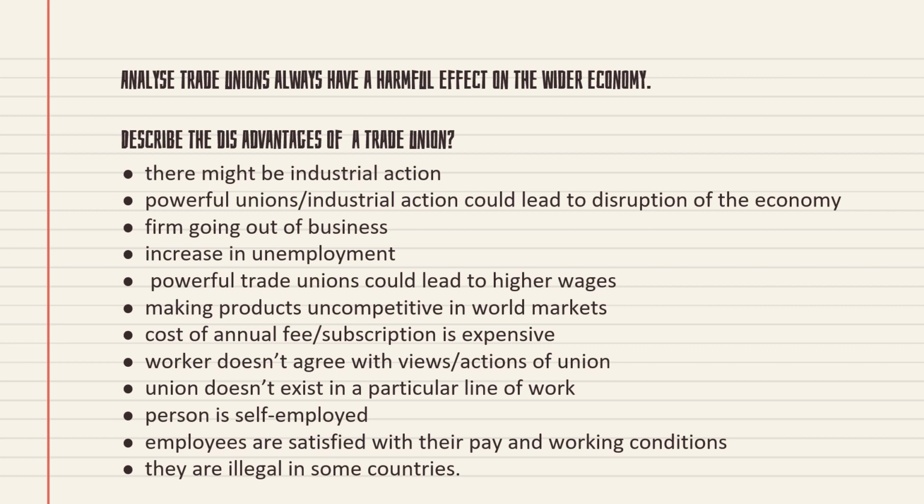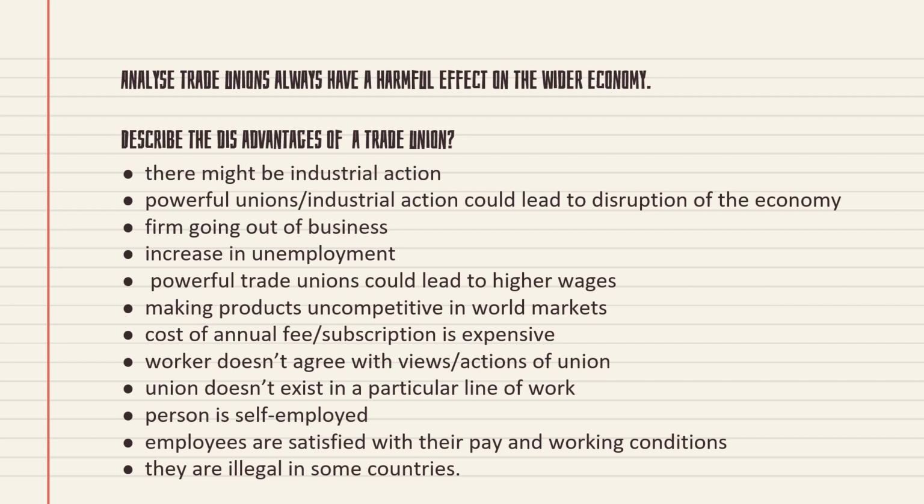So what are the disadvantages of trade union? First we will discuss that there might be industrial actions like strikes. So it will disturb the production. Powerful unions and industrial actions could lead to disruption in the economy, with firms going out of business. For example, sometimes some industries will be closed down because of the industrial action, increasing unemployment. If that industry is closed down, it will create unemployment in the economy.